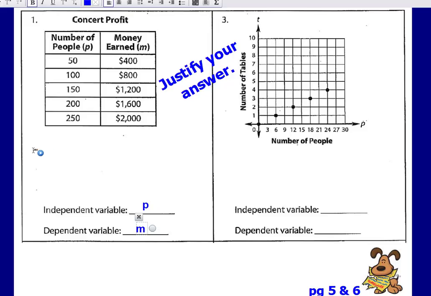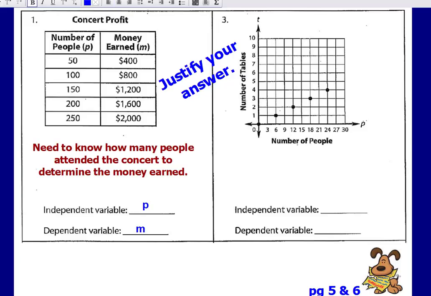So to justify your answer, you need to write, you need to know how many people attended the concert to determine the money earned. You can't say, oh, I want to earn $2,000. Because what if 250 people don't show up? Okay, then you're not going to make your $2,000, are you? So that money earned, that's your dependent.